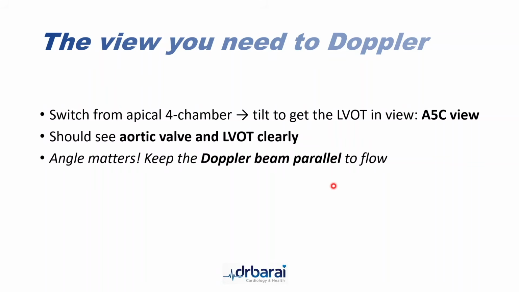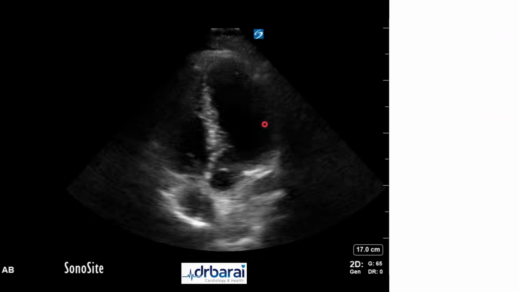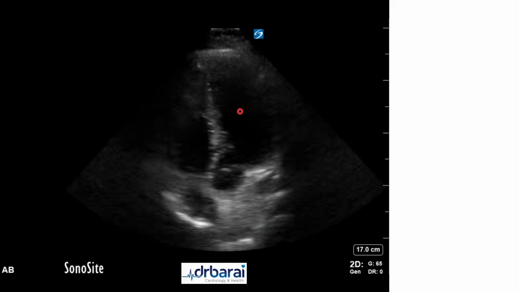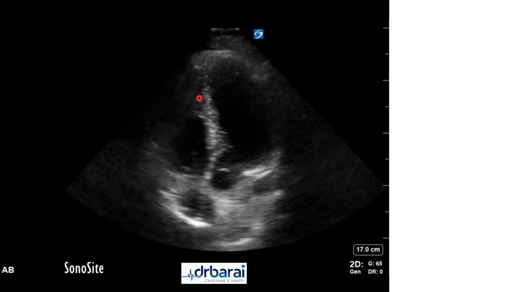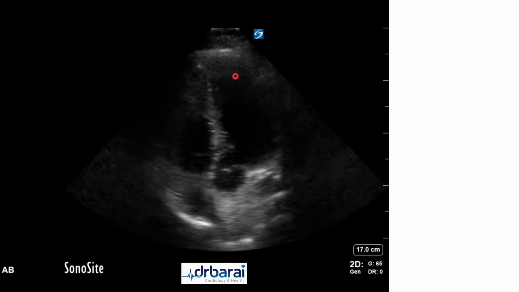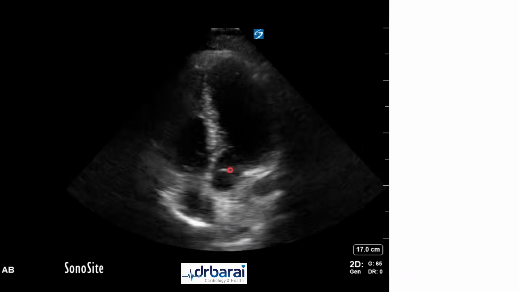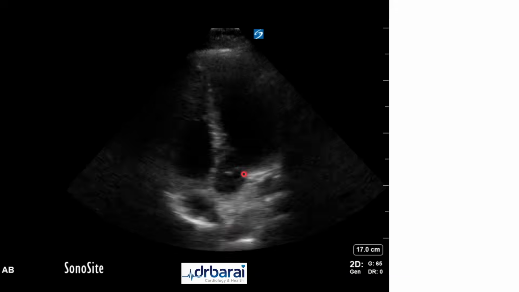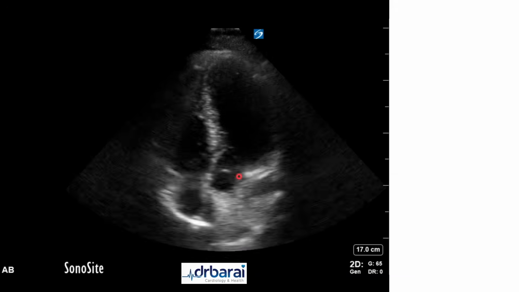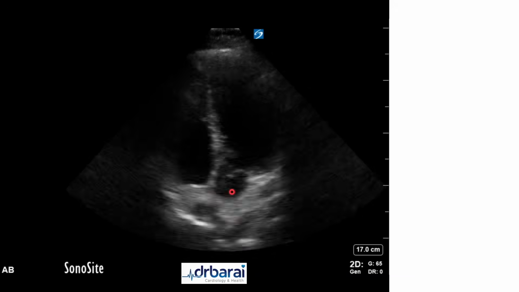Some ultrasound machines have the ability to manually steer the ultrasound beam so that the Doppler beam is parallel to the flow of the left ventricular outflow tract. This is a beautiful clip that I can show you. This is the apical 5-chamber view. As you can see, this is the right ventricle here, the left ventricle is here. This is the aortic valve. The aortic valve annulus is here and the cusps are here.